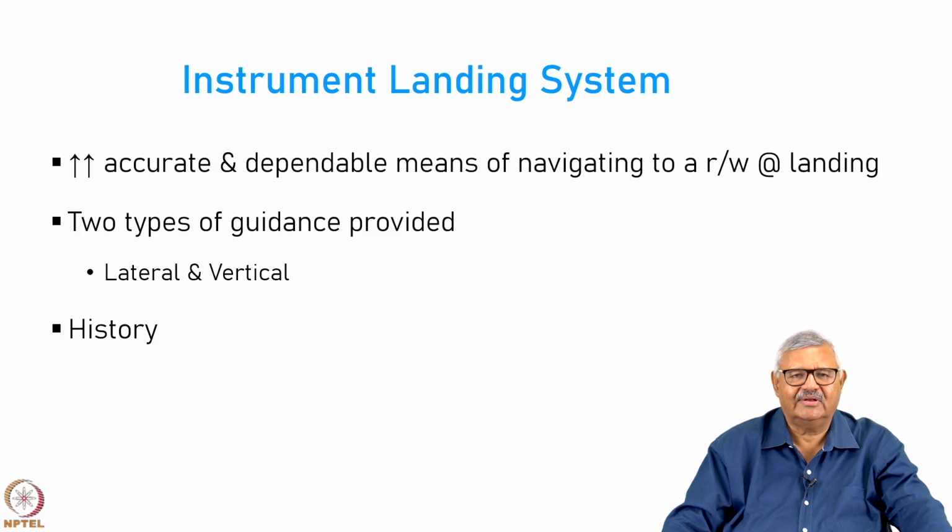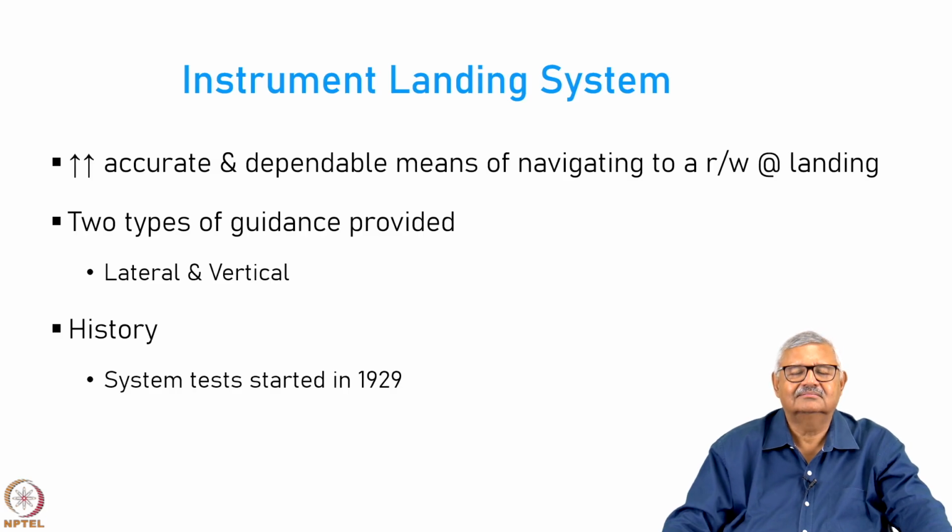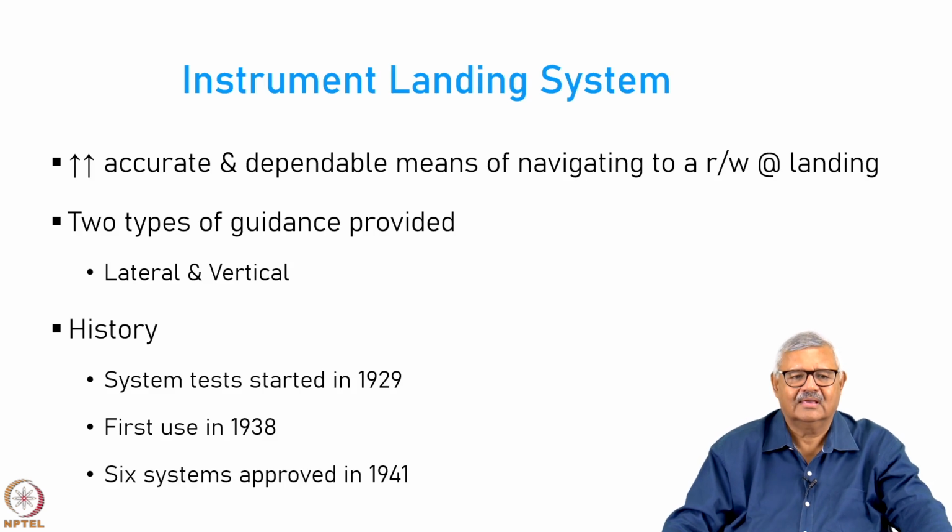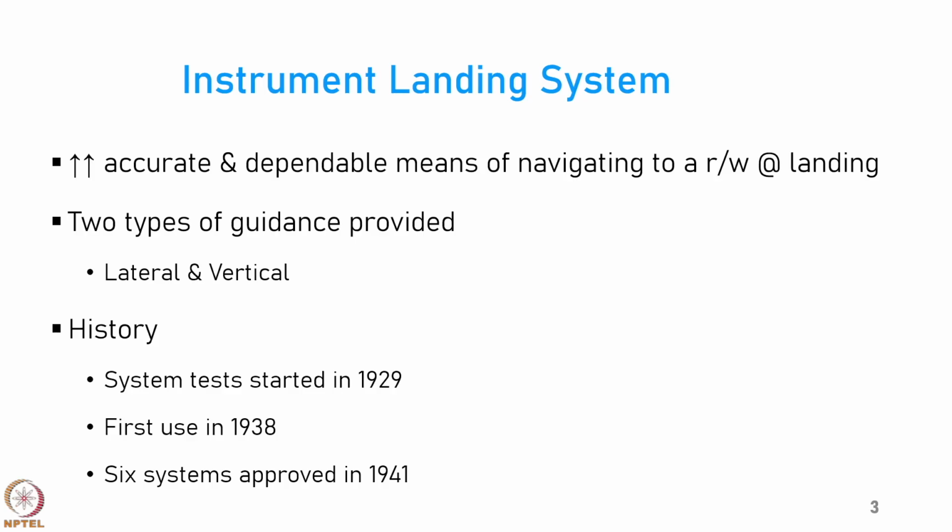The history of the ILS system is very interesting. The system was first tested somewhere in 1929. It was implemented 9 years later in 1938 for the first time, and in 1941, 6 systems were approved worldwide before it was launched globally. Today almost all major airports, or I should say almost all runways of major airports at both the ends, generally have a very sophisticated and calibrated instrument landing system.